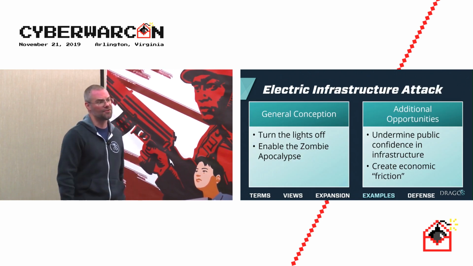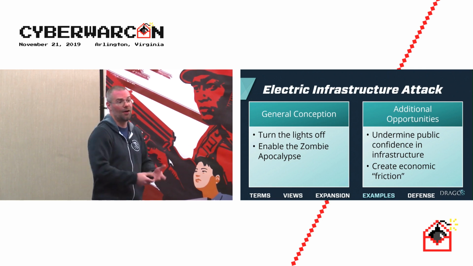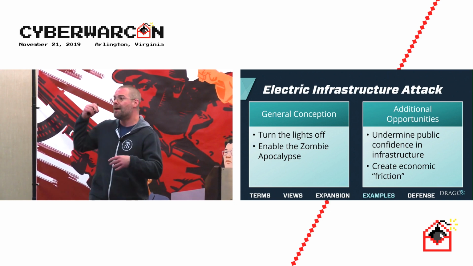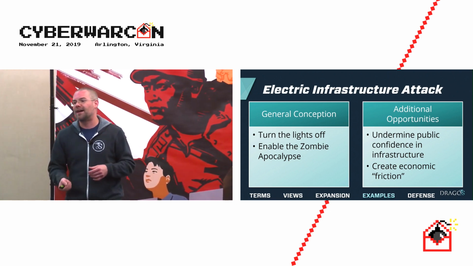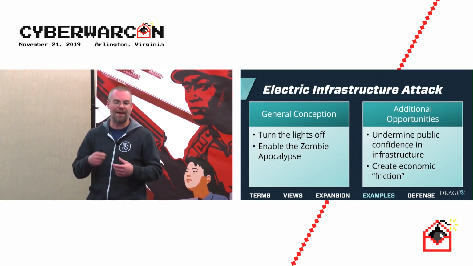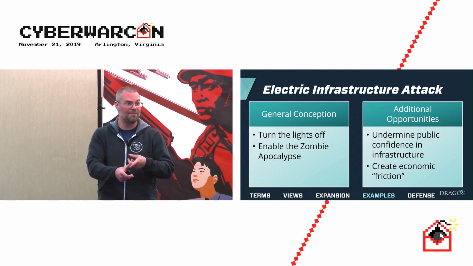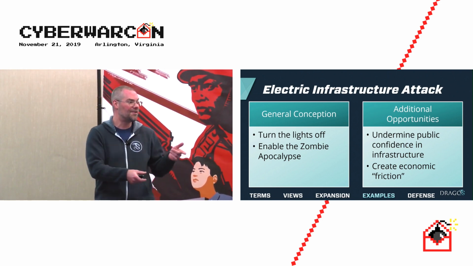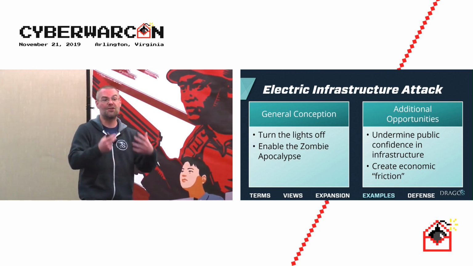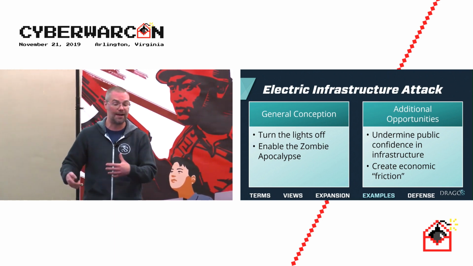Now, what about electric infrastructure, since we've already talked about this in the context of Sandworm? You have this general conception like, oh, I'm going to turn the lights off and facilitate the zombie apocalypse, everyone's going to die. But there are some additional opportunities for electric attacks that get less noticed, though we've already seen hints of people experimenting in this space. So you can undermine public confidence in critical infrastructure. We're going to talk about this in depth, but ask anyone in California what they think about their utilities right now. We can create economic friction, or again increased cost of doing business, because now you need to invest in a generator to make sure you can continue operations.